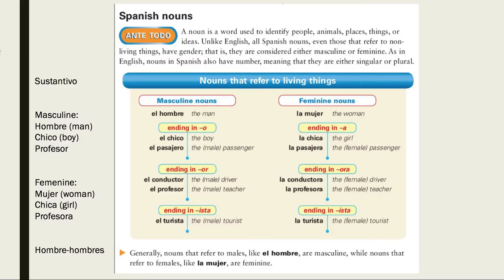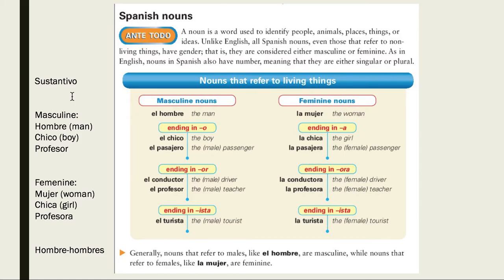I'm sure everyone is familiar with what a noun is. If not, there's a quick summary right up here. A noun in Spanish is called a sustantivo. One difference between Spanish and English is that Spanish nouns have either a masculine or feminine gender.